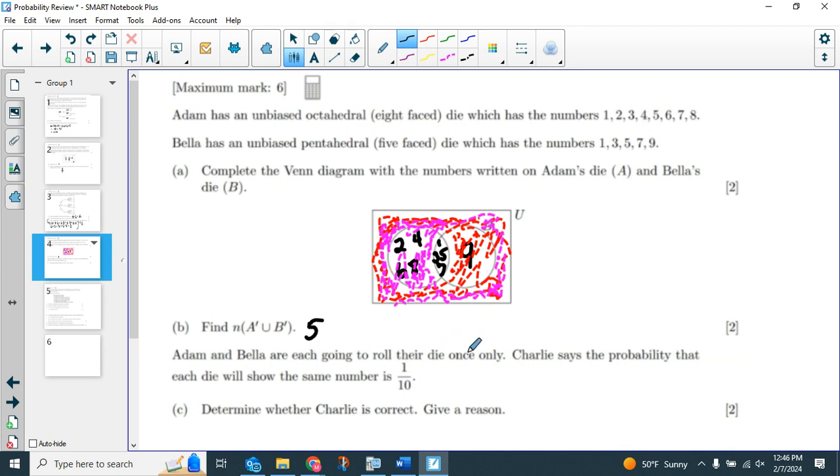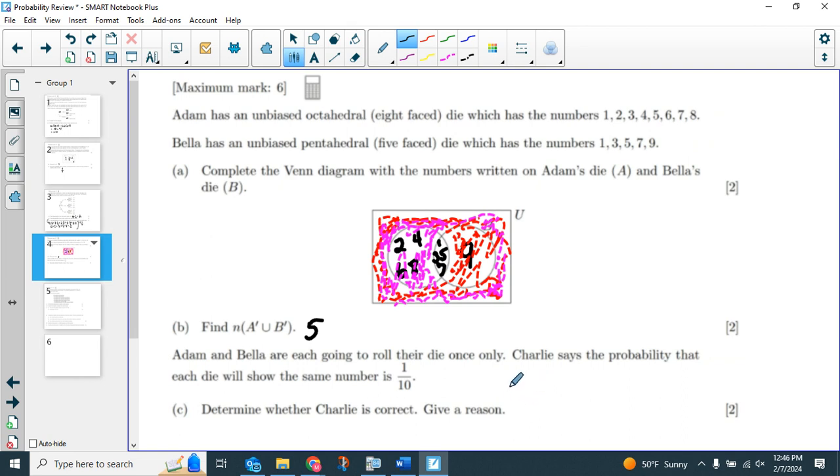All right, Adam and Bella are each going to roll their die once only. Charlie says the probability that each die will show the same number is 1/10. Determine whether Charlie is correct.